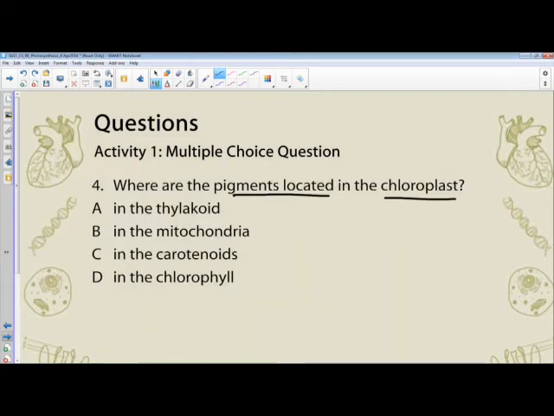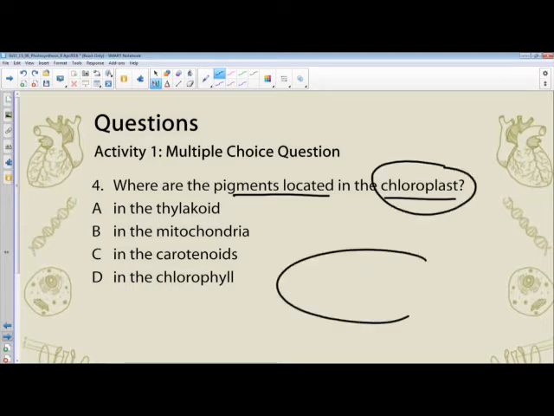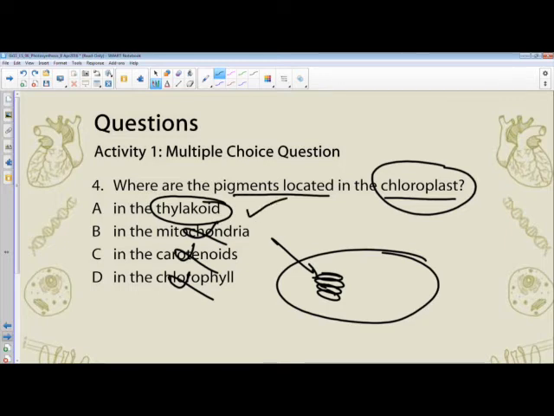Where are the pigments located in the chloroplast? Here we're looking at the chloroplast, and we've looked at where the process of photosynthesis occurs. We said that the light phase occurs when these structures called the grana absorb light. So where is the pigment, which is called chlorophyll, located? Is it in the thylakoid? Is it in the mitochondria? Definitely not. Carotenoids? No. In the chlorophyll? Chlorophyll is a pigment, so that's not it. So it is in the thylakoids. The correct answer is the thylakoids.